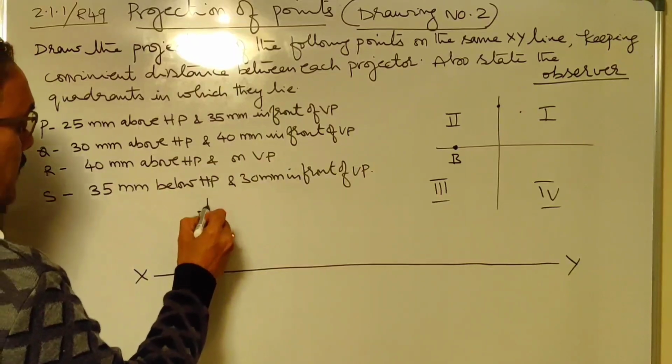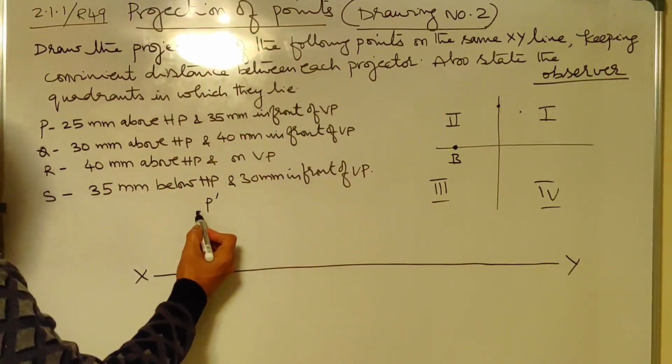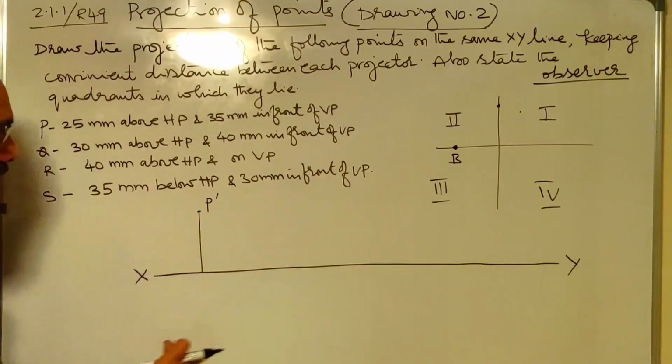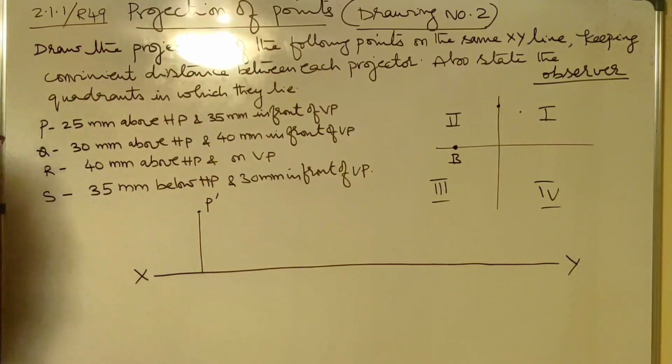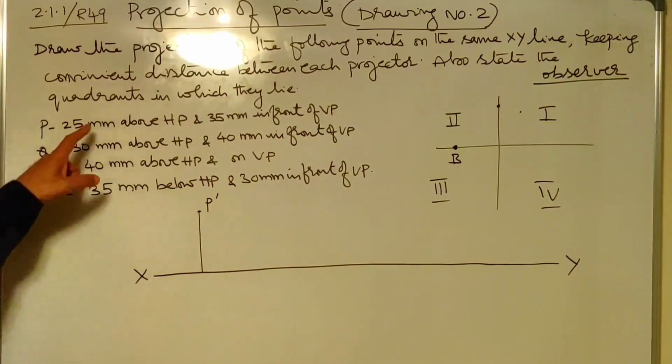So it is point P. I will represent the front view of point P. This is the point which should be shown dominating. This projector should be drawn perpendicular to XY, and it should be a light line. So point P is 25 mm above HP.